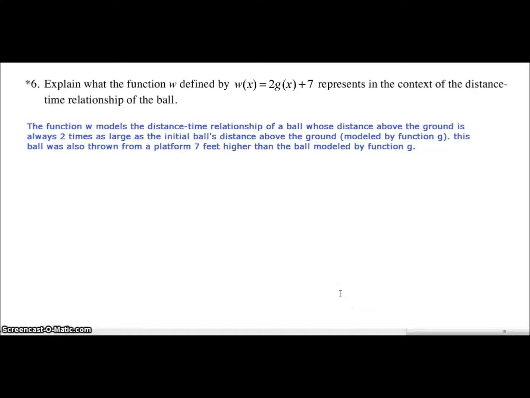Explain what the function w, defined by w of x equals 2g of x plus 7, represents in the context of the time relationship of the ball. I just put the book's answer here because this question again makes no sense to me. I don't think it's possible, but there's the answer.